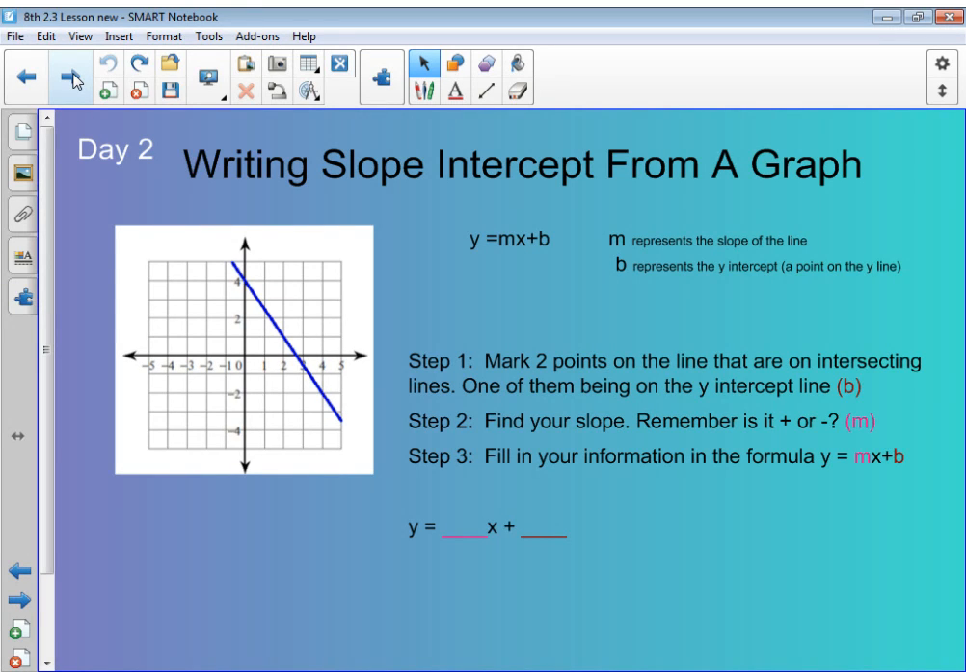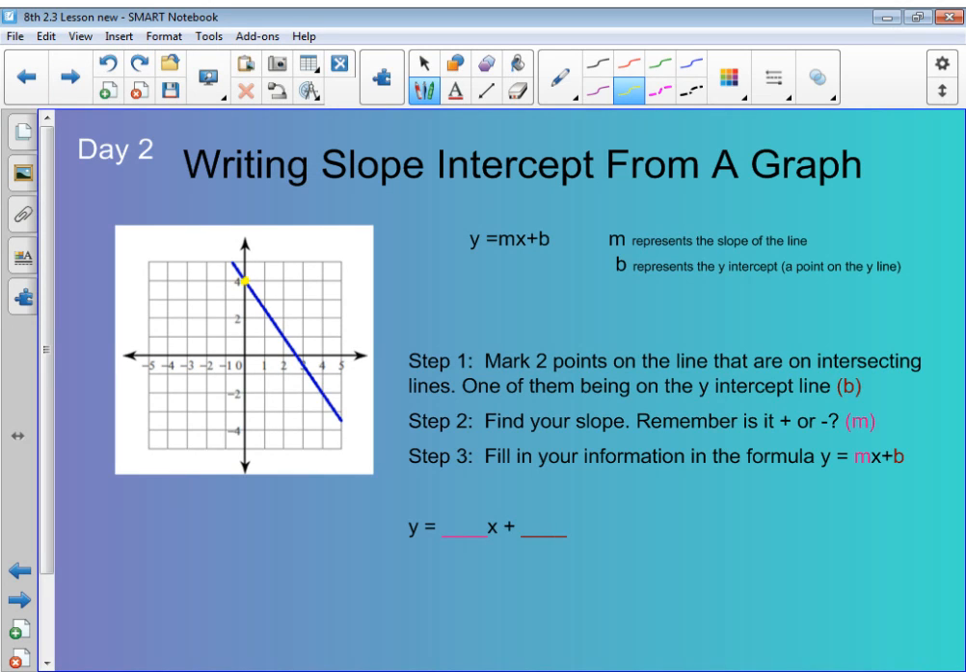So we're going to review really quick the parts of the equation. Our equation is y equals mx plus b, where m represents the slope of the line and b represents our y-intercept, or where our line crosses the y-axis. So our steps today: first, we're going to start by marking 2 points on our line, one of those points being where it crosses the y-intercept.